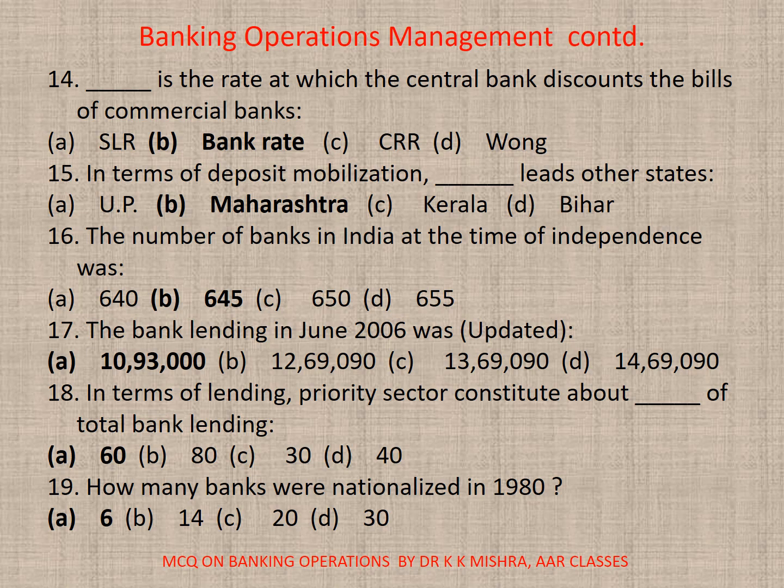19. How many banks were nationalized in 1980? A. 6, B. 14, C. 20, D. 30. Correct option is A. 6.